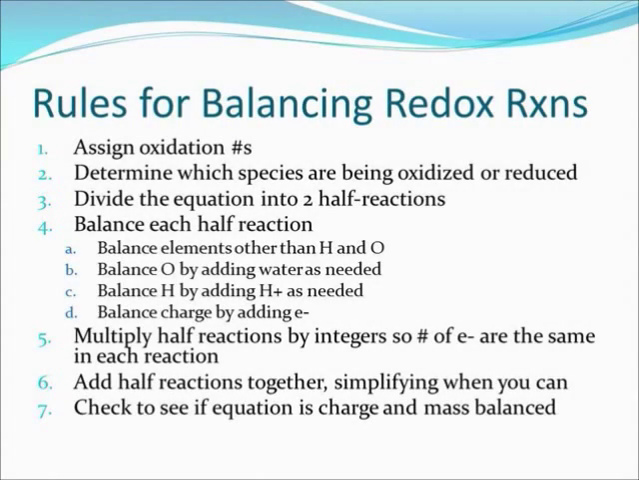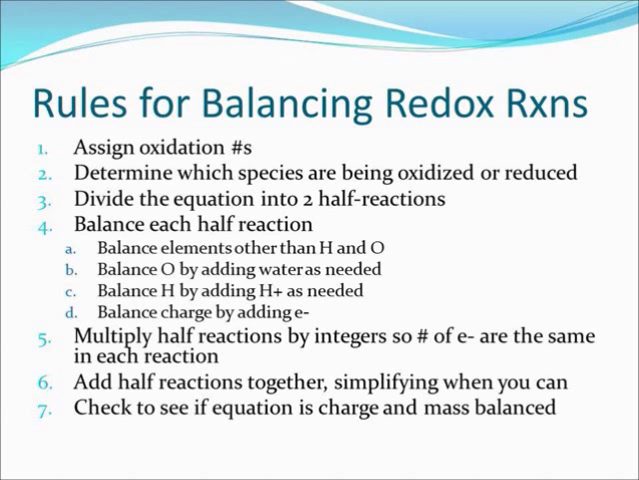So these are the rules for balancing redox reactions. It's a seven-step process. It's a little more complicated than balancing regular reactions because what you have to make sure you do is balance all of the charges. We have to not only concern ourselves now with how many and which type of atoms are on each side, but we have to have the right number of electrons on each side.